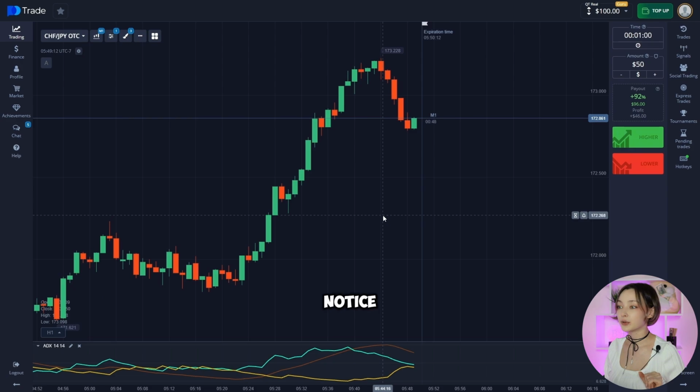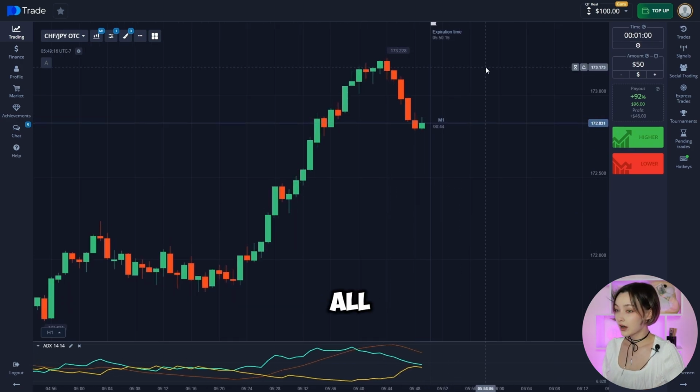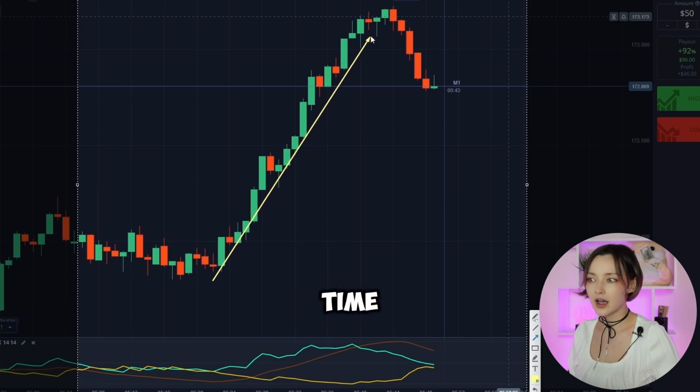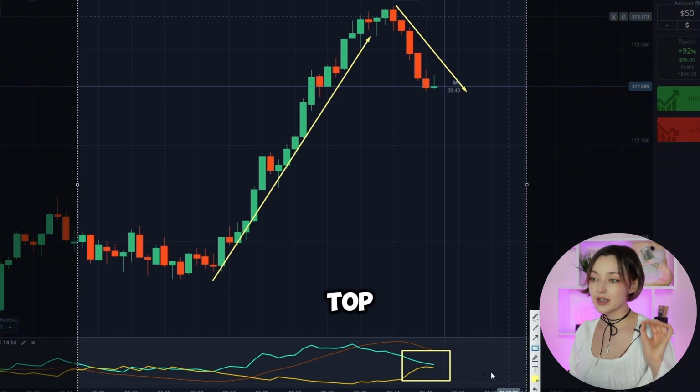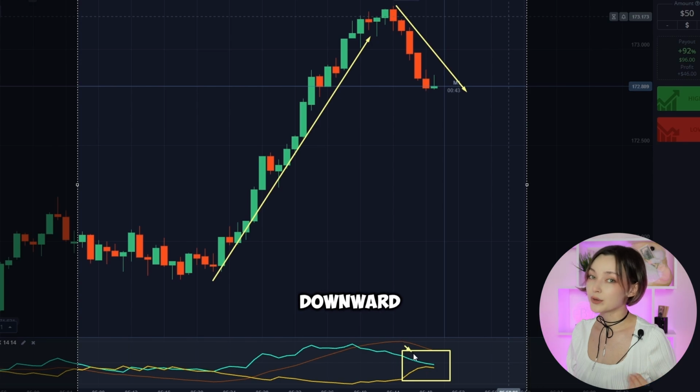So I found the first decent case of a trend change. Let's see what we can notice here. So let's see. First of all, we can see that we had an uptrend here for a long time, but only now have we seen a downtrend. If we look at the ADX indicator, we can see that the lines are about to cross, and the blue line will cross the yellow line from top to bottom, so downwards. This indicates a downward movement.